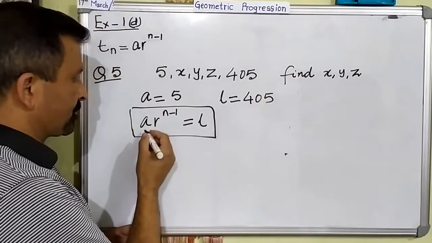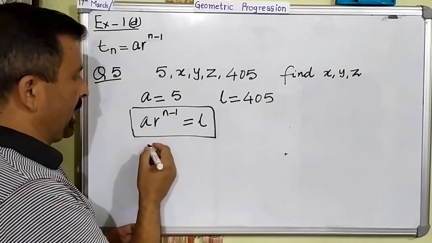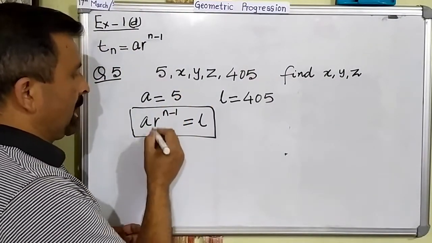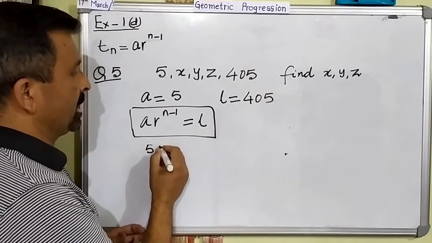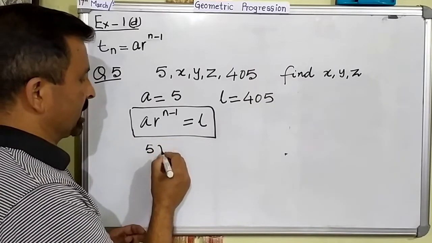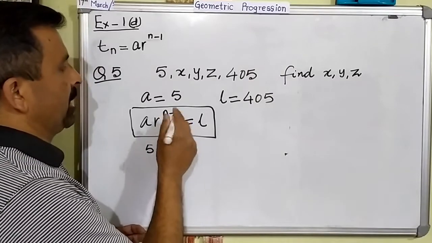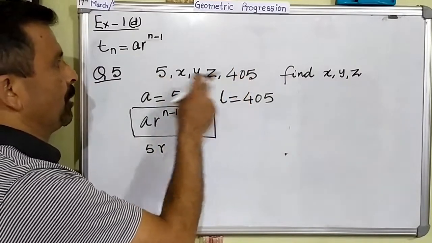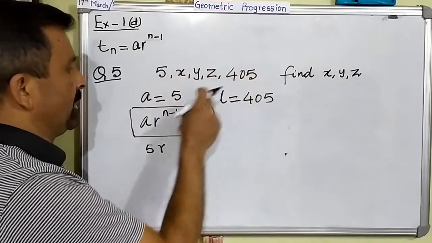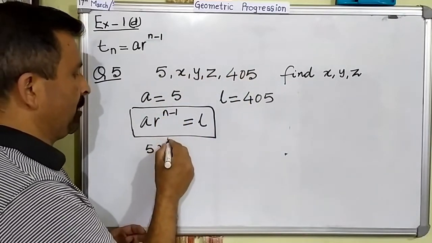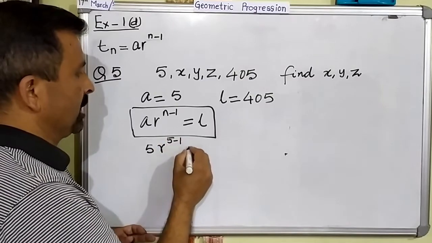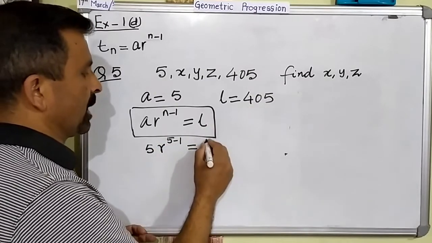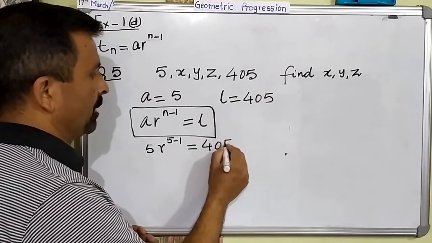So let us try. In this formula we can put the value of a as 5. r is not given, so we will write it as r, with exponent n minus 1. This L is the fifth term, 1, 2, 3, 4 and 5, therefore the value of n will become 5. So 5 times r^(5-1) is equal to L. The last term is 405.